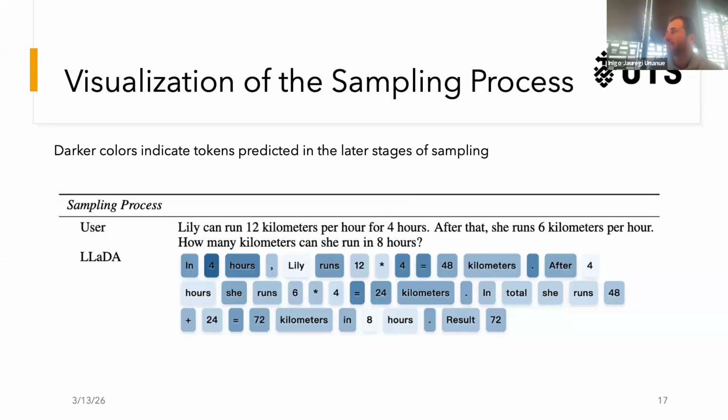And this is an example of pre-training, like re-predicting that sentence. No, this is the answer, I think. So the user is asking how many kilometers she can run in 8 hours, and the result is 72 after reasoning. So this is already a trained model attempting inference on a particular task.